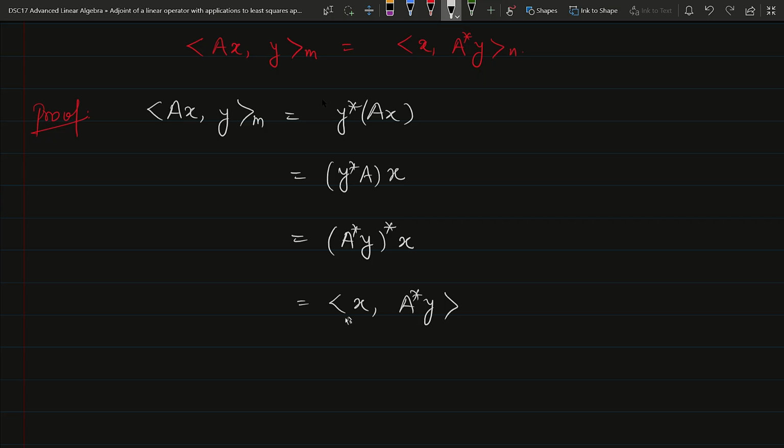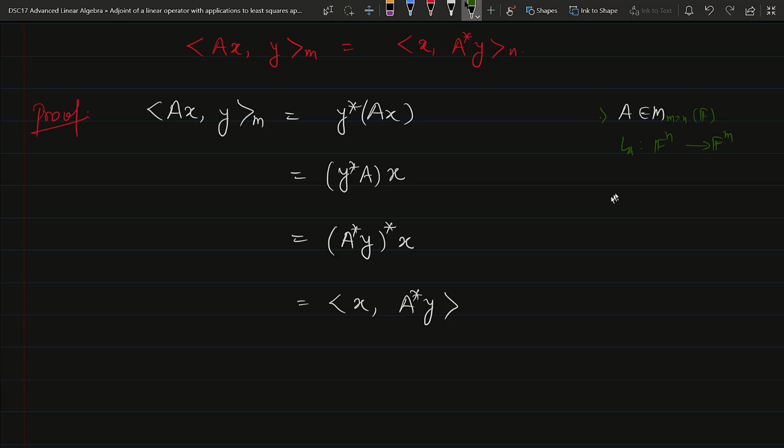Now you can see this x is an element of Fn, and A star y is in Fn as well. If A is an M cross n matrix over F, then you can consider this LA from Fn to Fm, right?